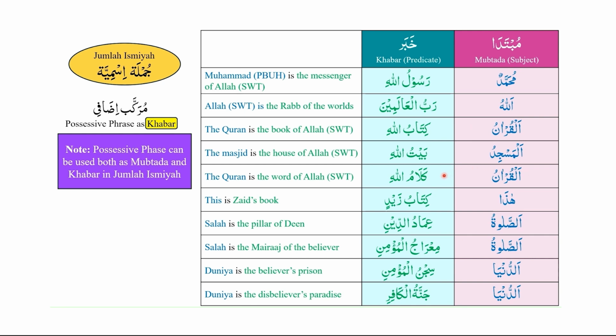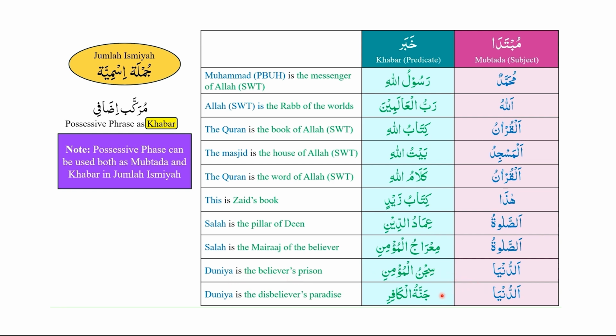Al-Qur'anu Kalamullahi. The Quran is the word of Allah subhanahu wa ta'ala. Haza Kitabu Zaidin. This is Zaid's book. As-salatu imadud dini. Salah is the pillar of deen. As-salatu mi'rajul mu'mini. Salah is the mi'raj of the believer. Ad-dunya sijnul mu'mini. Dunya is the believer's prison.